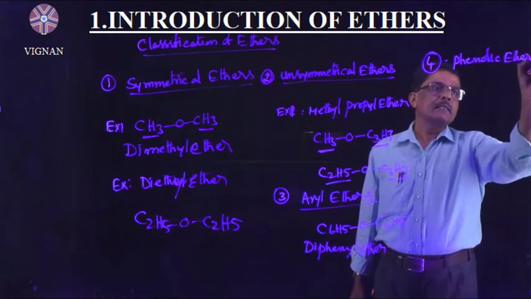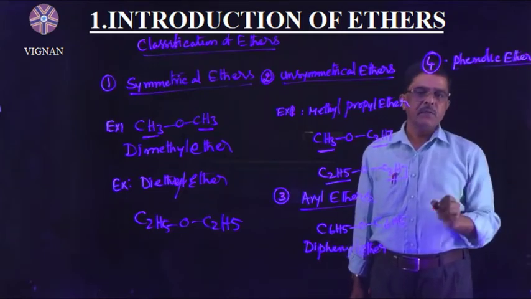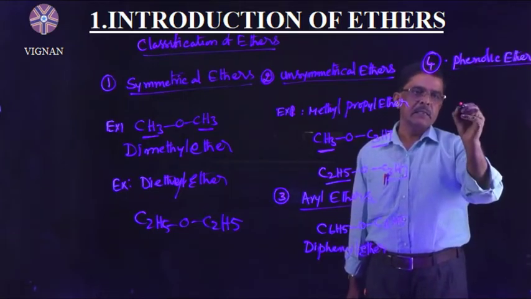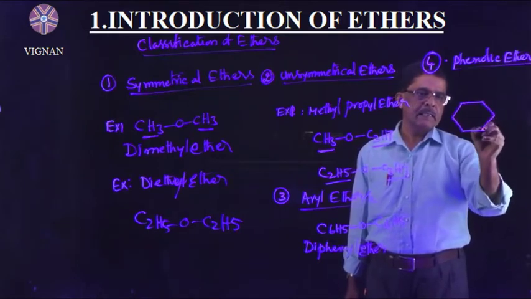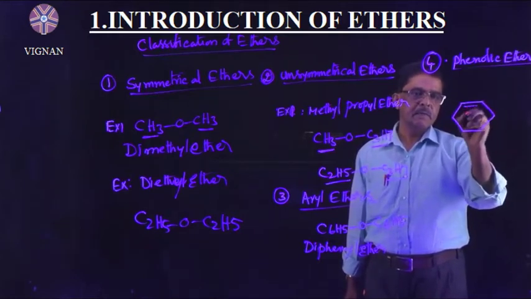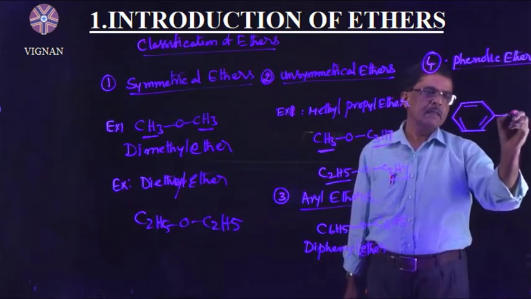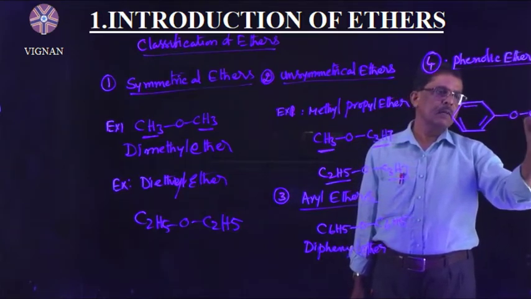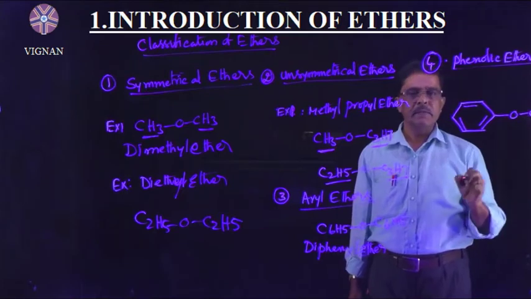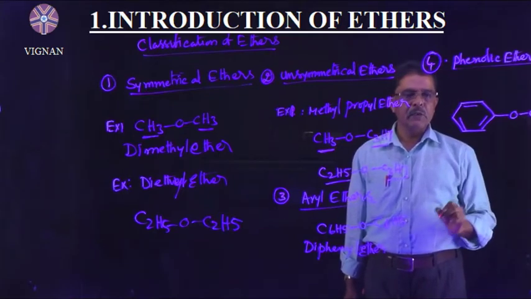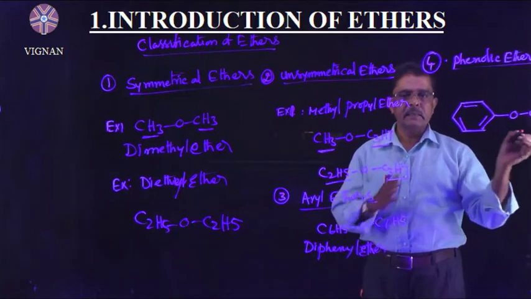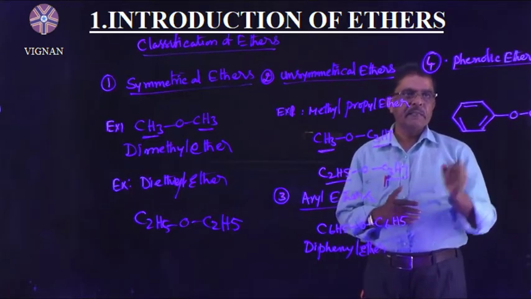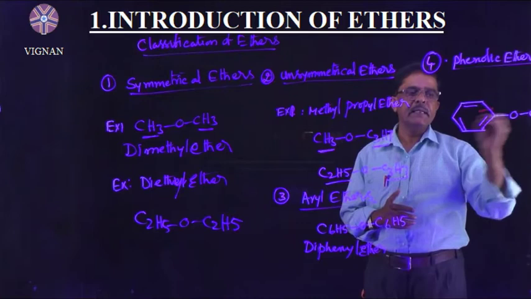Phenolic ethers. In the phenolic ethers, one is the phenyl group like this, and the second one is the alkyl group. One R is the aliphatic alkyl group. The second R is said to be the aryl group. This is the mixed ether. This is said to be phenolic ether.